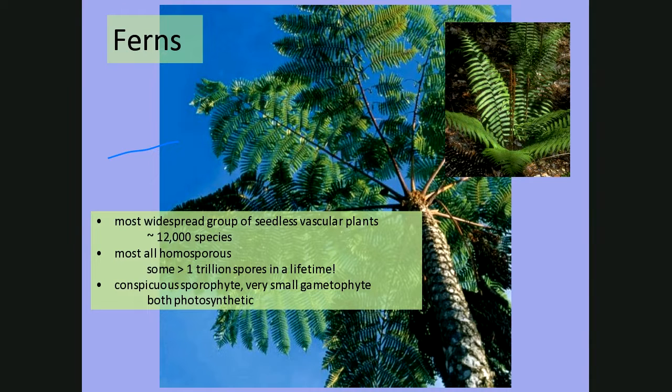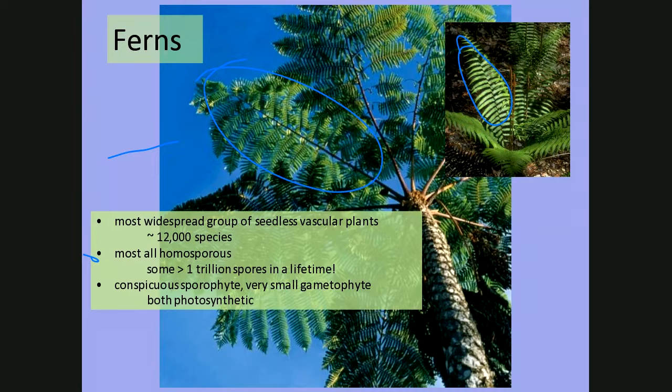Most ferns are homosporous, so they make a bisexual gametophyte. Some can produce in excess of 1 trillion spores in a lifetime. It's amazing when you think about it. Conspicuous sporophyte. This is the sporophyte. Very small gametophyte. Gametophytes are growing underground. In my little fern garden at home, many times I've tried to very carefully dig down into the dirt to see if I could find the gametophyte. I've never been able to find one.